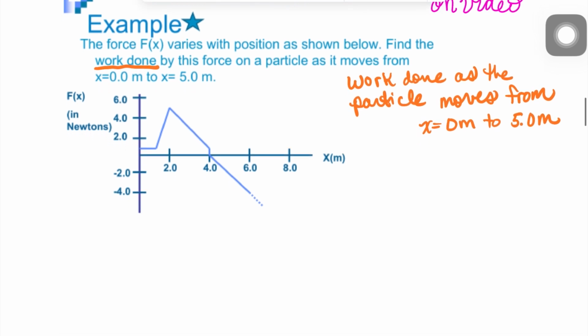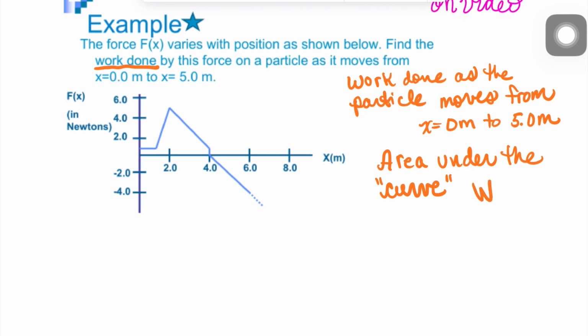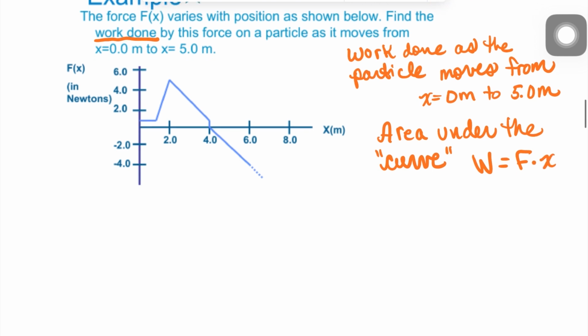Since we are given a graph of this motion, the easiest way to solve this is going to be to calculate the area under the curve. We are going to do this by breaking up that curve from the x equals 0 meter to x equals 5 meter mark into shapes that we know how to calculate the area of.